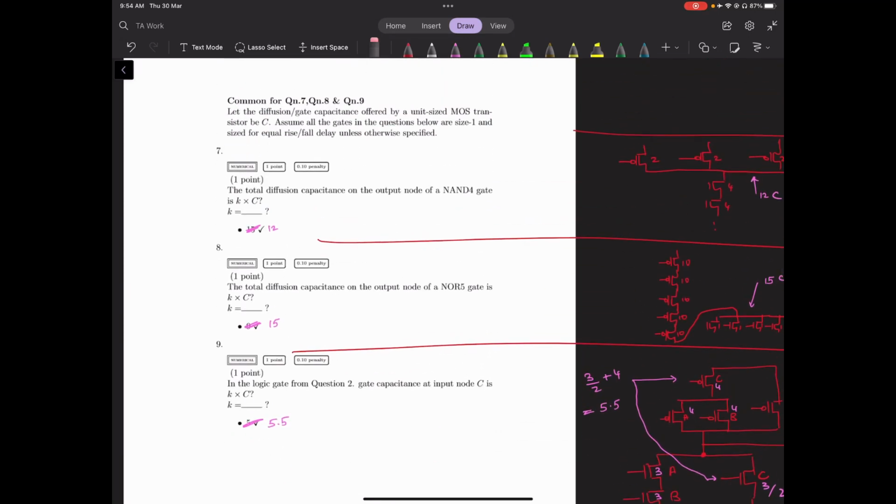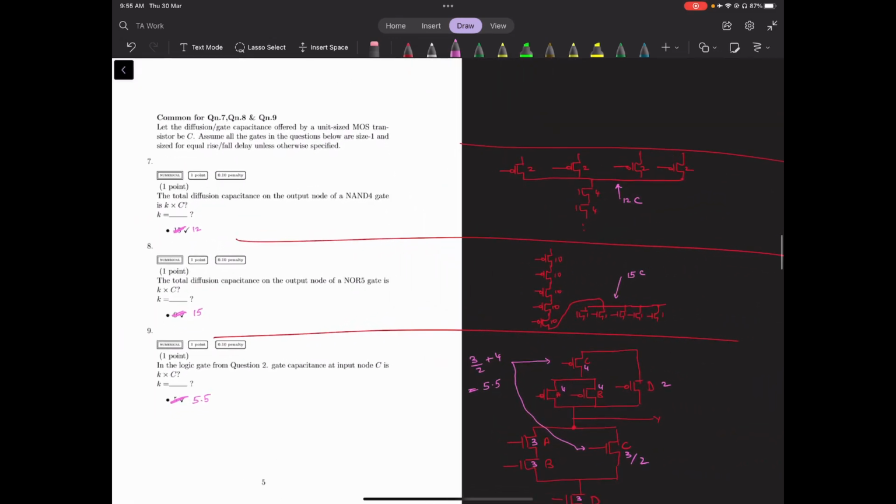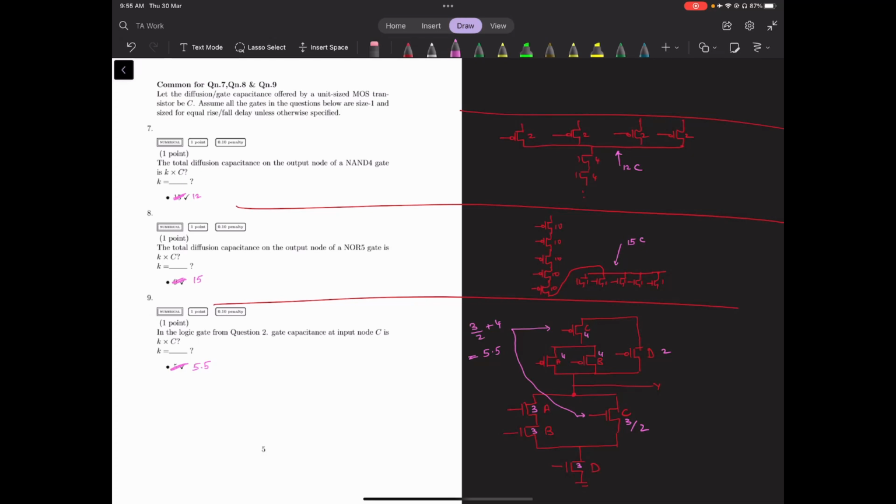Now in question 7, 8, and 9, the diffusion and gate capacitances offered by a unit-sized MOS transistor is assumed to be C, right? And we are asked to assume that all the gates below are size 1 gates and sized for equal rise and fall delay, unless otherwise specified. So in question number 7, we are asked to find out what the total diffusion capacitance on the output node of a NAND 4 is, right?